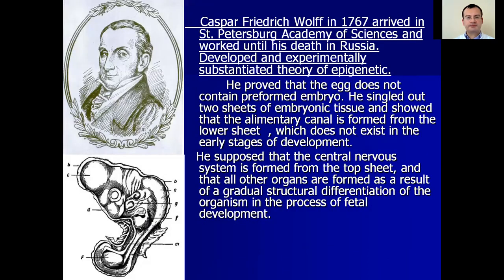Caspar Friedrich Wolff proved that the egg does not contain a preformed embryo. He singled out two sheets of embryonic tissue and showed that the alimentary canal is formed from the lower sheet, which does not exist in the early stage of development. He supposed that the central nervous system is formed from the top sheet and that all other organs are formed as a result of gradual structural differentiation of the organism in the process of fetal development.